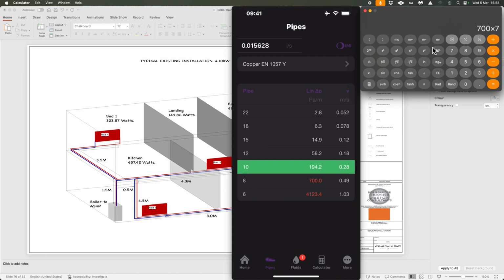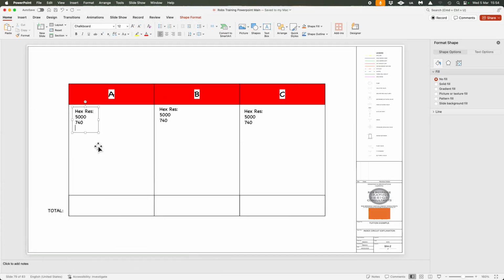So it'd be 700 times 7. That gives us 4,900 pascals. But then we've got to add 30%, so we times that by 1.3. And that gives us 6,370 pascals. How easy is that? So if I go to the next slide and we add on here 6,370, because we know that's what that pressure loss is to that radiator.